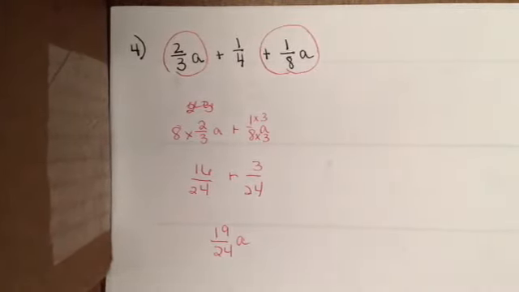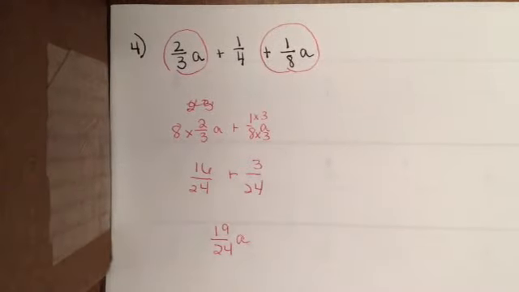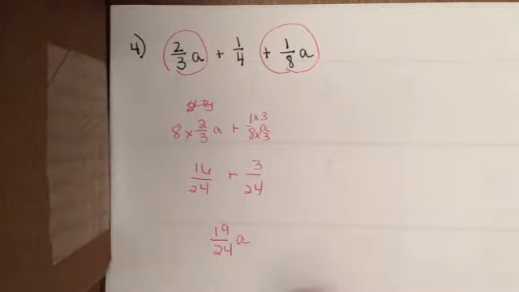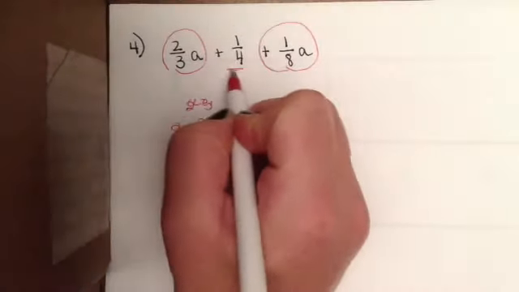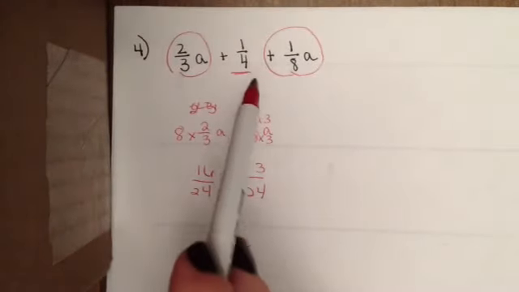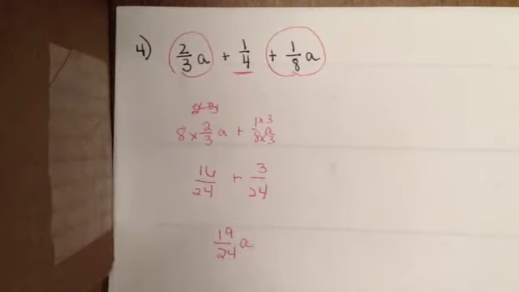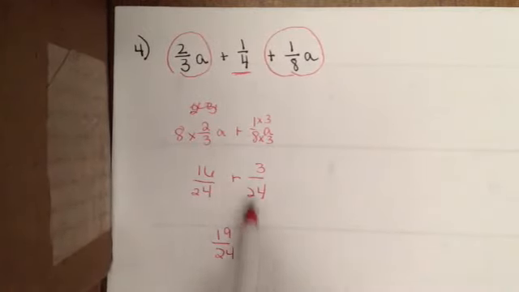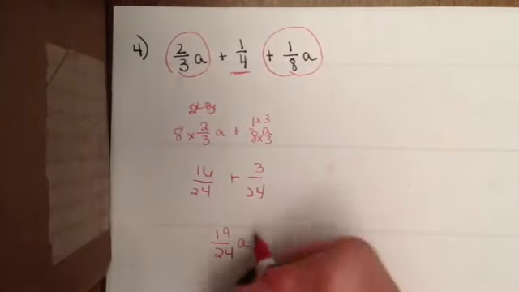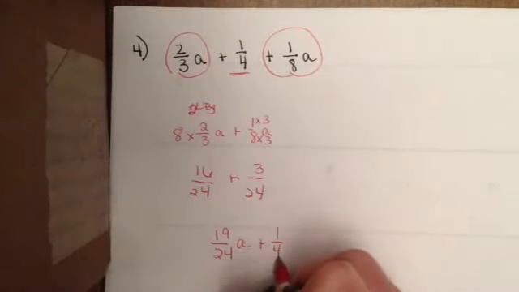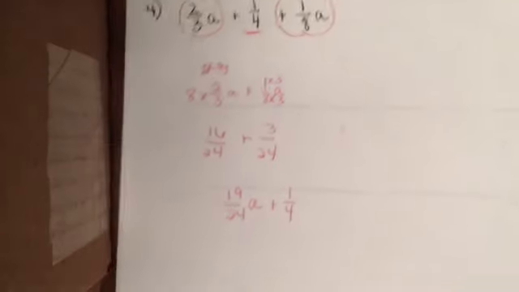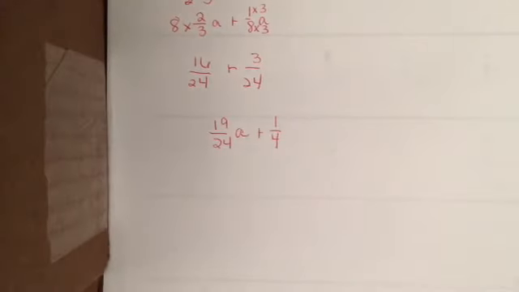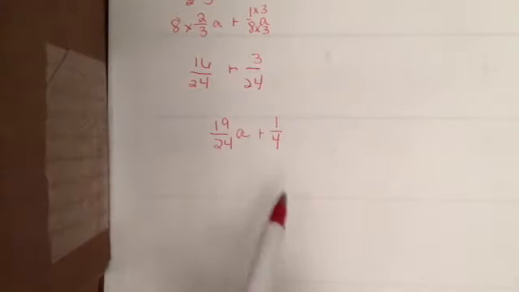I added the two pieces that had A together. Used what I knew about fractions to get 19 over 24. Now, this piece does not match. Why can I not add 1/4 to this? Correct. This has an A. This one does not. So I cannot combine those. So I bring down my plus 1/4, and our final answer is 19/24 A plus 1/4. Those pieces cannot go together because one has an A, one does not.